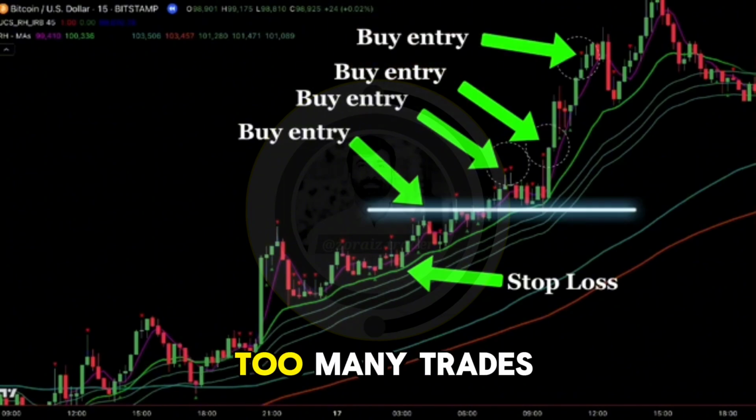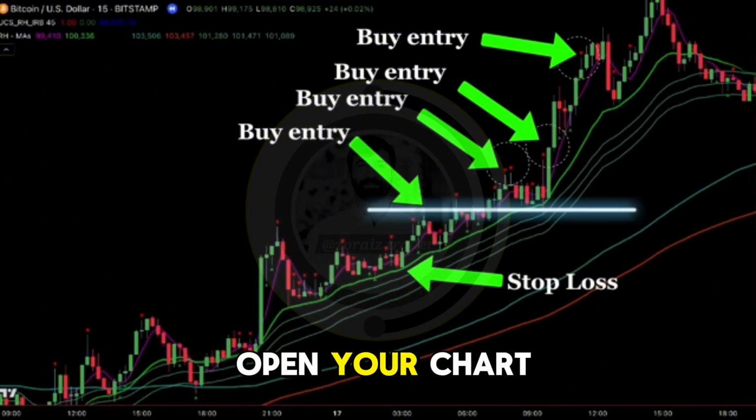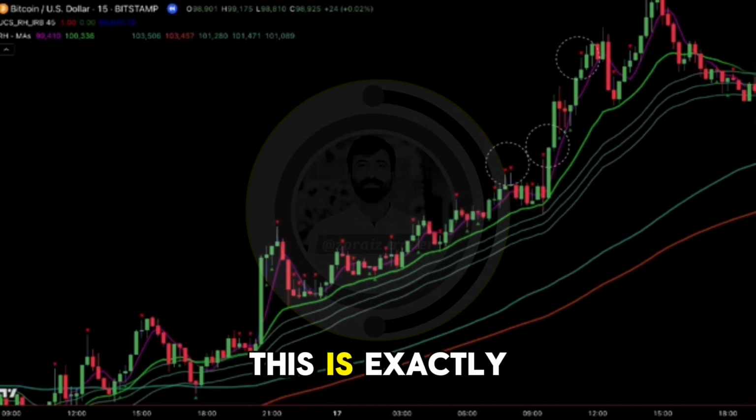However, don't take too many trades at once. Only take the first trade and try to trail your stop loss. I showed these additional opportunities in case you open your chart and miss the earlier ones. If you took the first trade, use your stop loss and trail it until it eventually takes you out of the market. This is exactly how Rob Hoffman traded and won one trading competition after another.